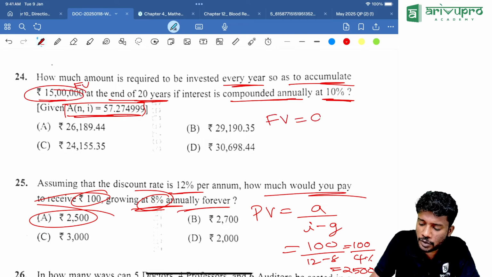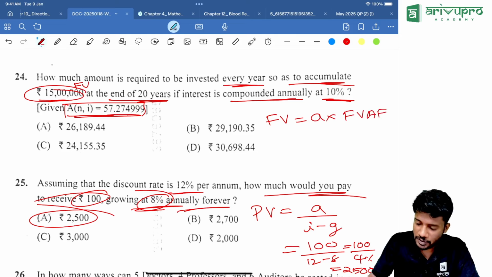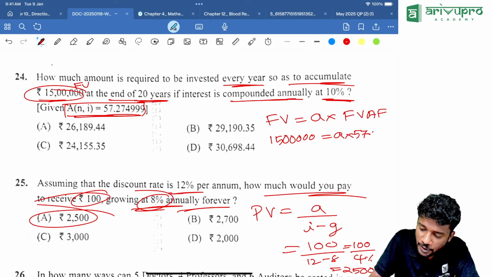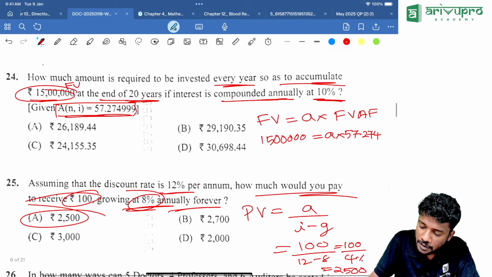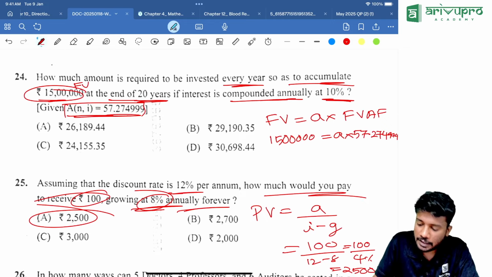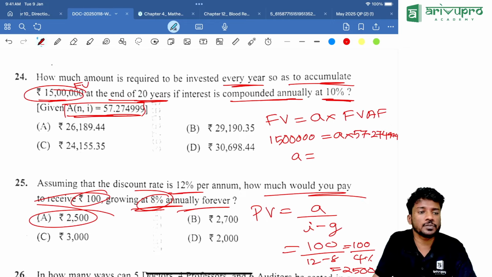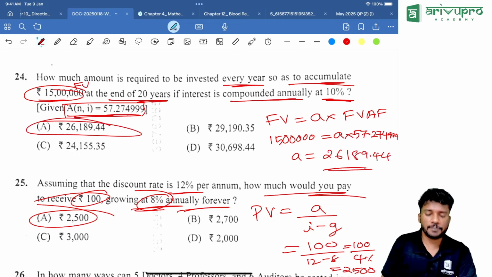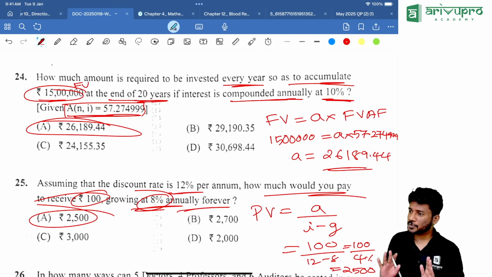Future value is equal to annuity into future value annuity factor, which is equal to 15 lakh. 15 lakh is equal to A into 57.274999. Get me the answer. A is equal to... option A, 26,189.44. Option A. Easier? Yes, it is possible.